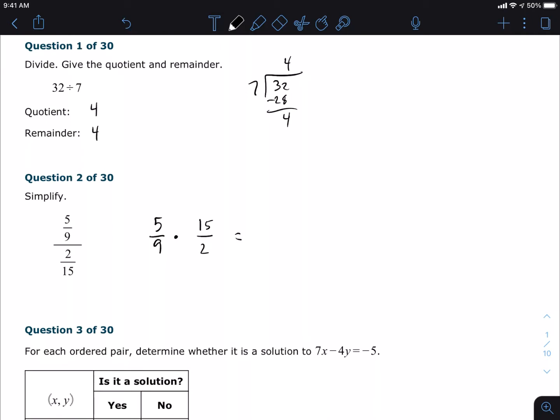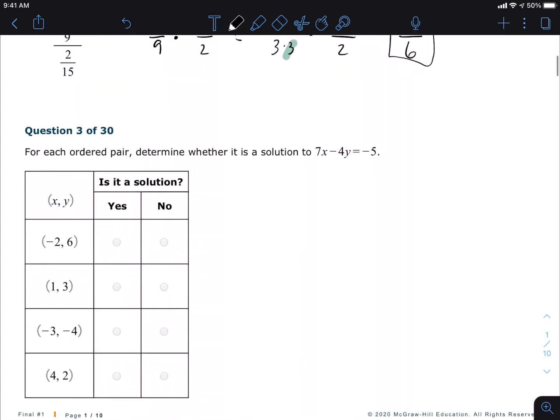Well, let's see. I can go 5 and then 3 times 3 times 3 times 5 over 2. And then we can see that the 3's will cancel. And so I should get 25 over 6. And that should be my answer there. All right, these are all fairly straightforward from the beginning of the semester, right? Nothing too crazy.